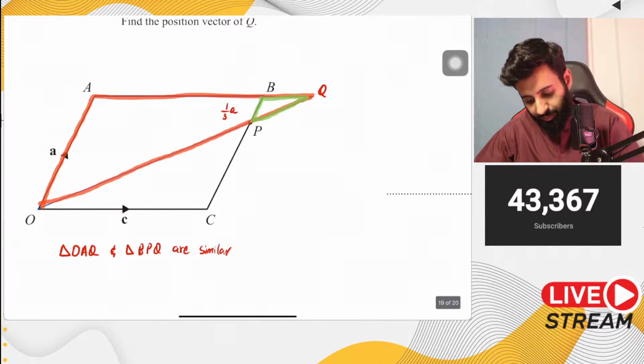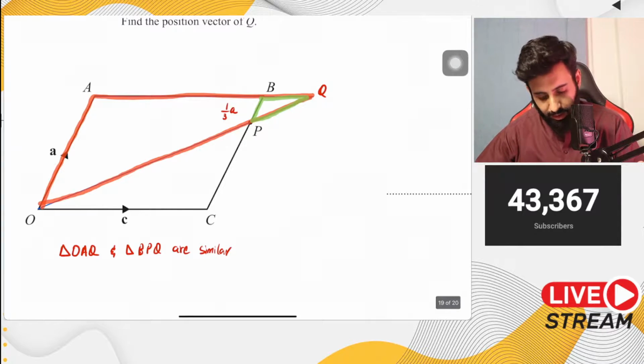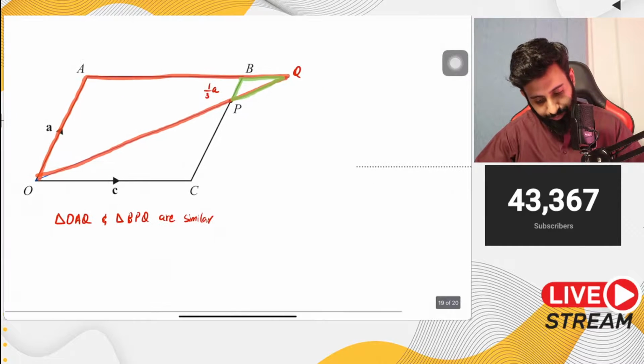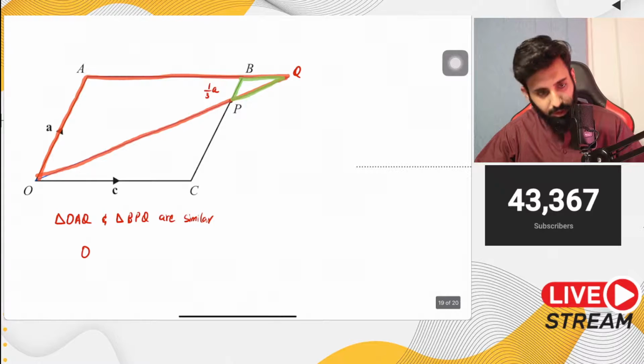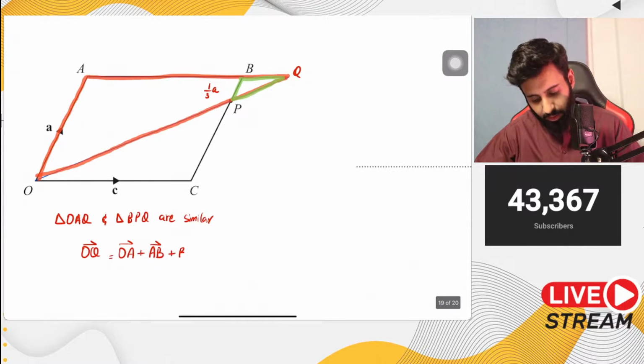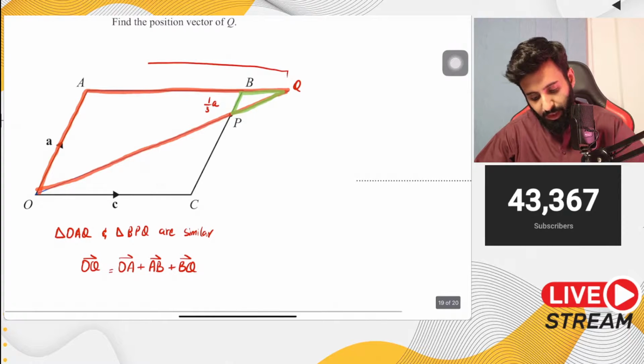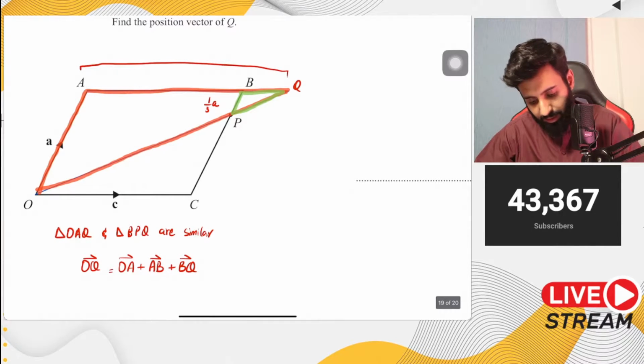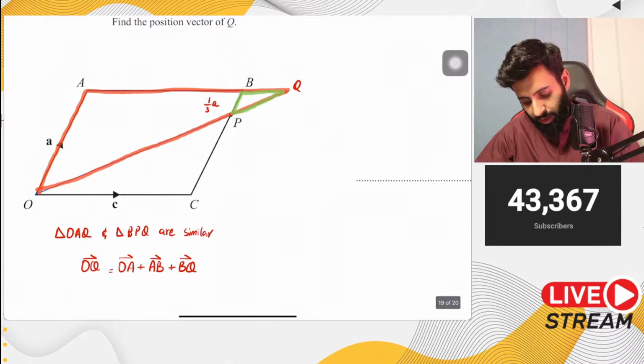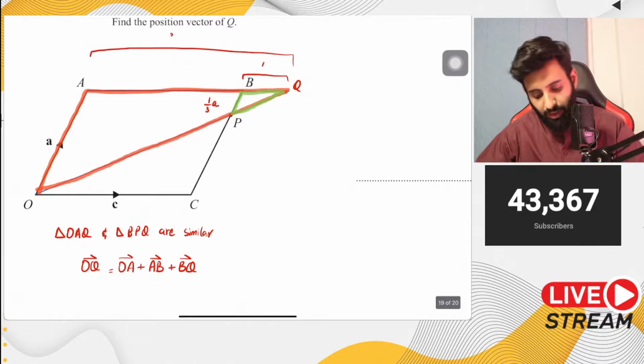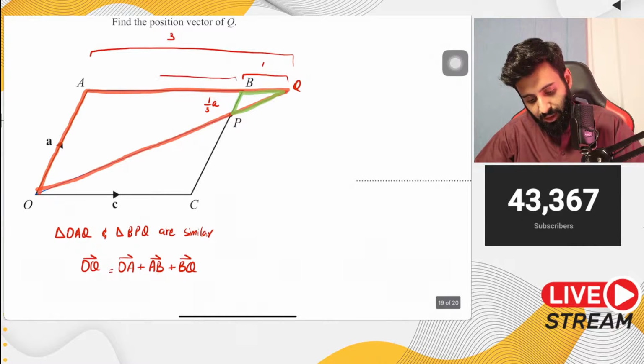So through that we can find out OQ. You know how? Here's how. OQ is going to be equal to OA plus AB plus BQ. Now what does that mean? That means if AQ is one part, BQ is going to be 1/3 of that. Or you can look at it this way: if BQ is one part, this is going to be 3 times of it, which means that AB is 2 parts.